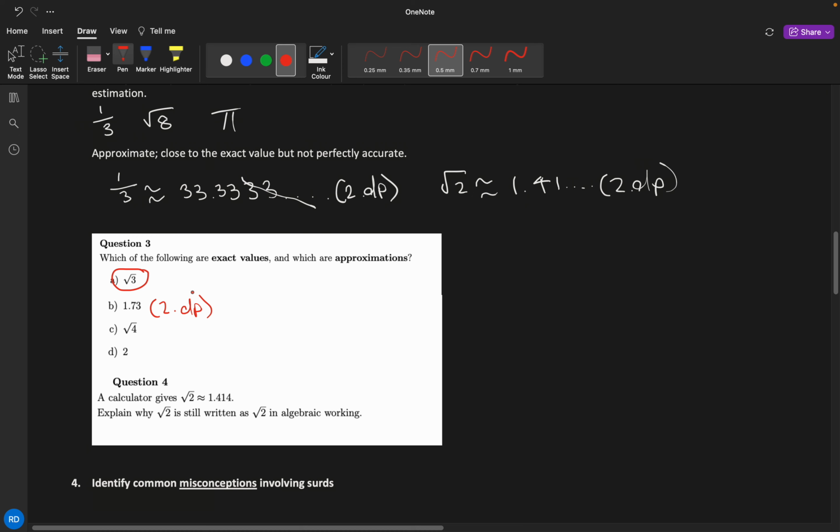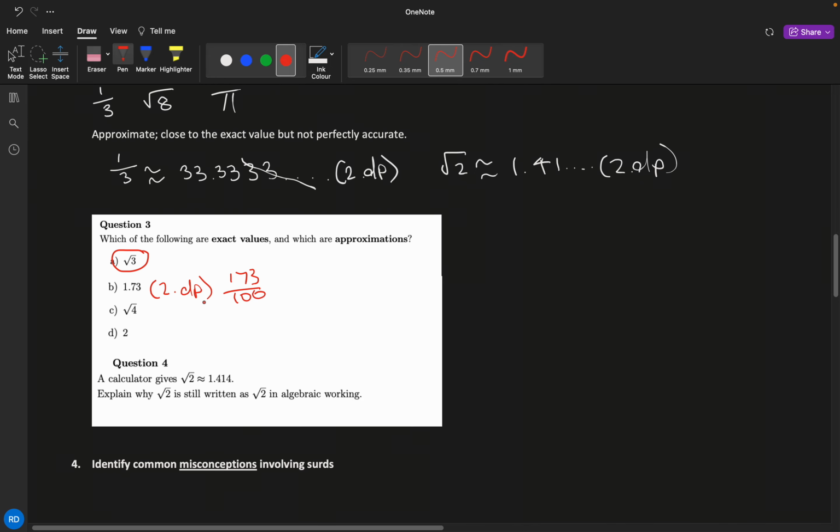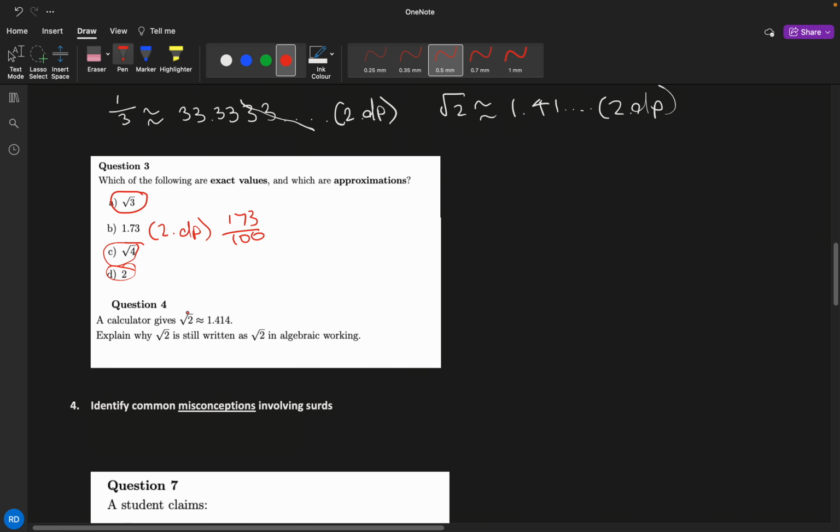They haven't indicated that it's been rounded, so therefore I wouldn't say it's an approximation. And 1.73 can be written as a fraction, which is an exact value. So I would say this is an exact value, but they probably forgot the 2 decimal points. And then root 4, that's an exact value. It equals 2, but either way, it's still showing the correct number. And then 2 is an exact value as well. So yeah.